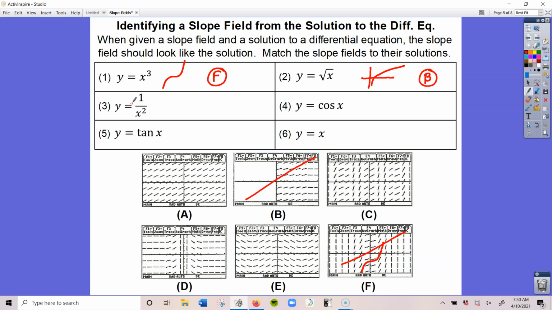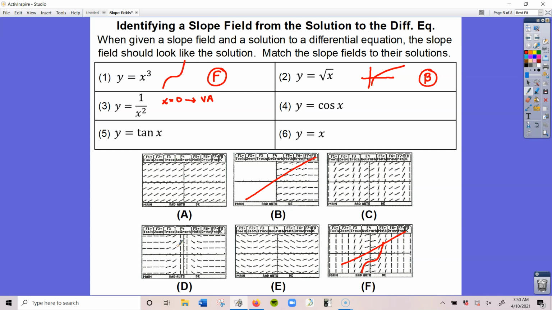For y equals 1 over x squared, this is a rational function. That means that at x equals 0, the denominator, we have a vertical asymptote. Vertical asymptotes on slope fields are denoted as either blanks, like there is nothing at that particular x, or you may see a vertical line to indicate that even though there's no function there, vertical lines mean that it's undefined.